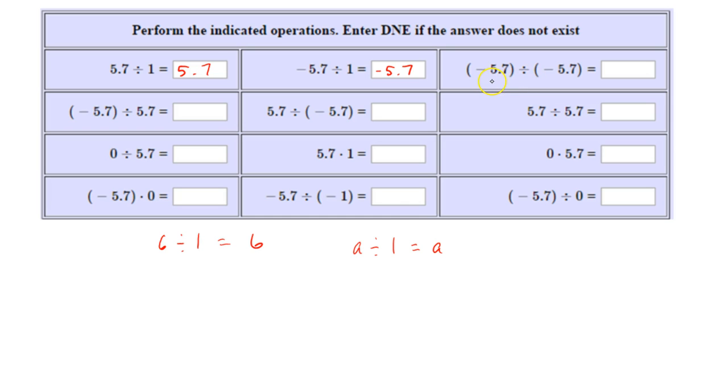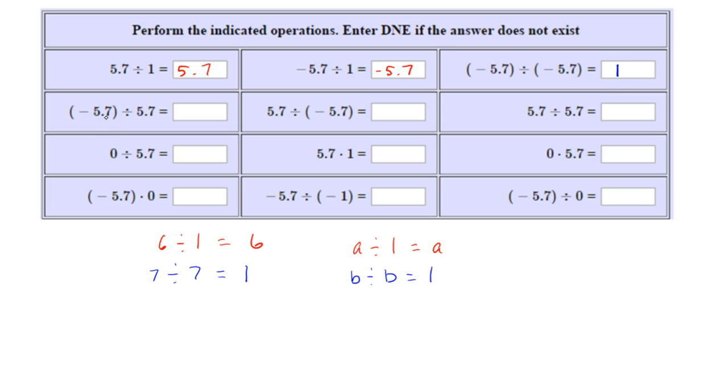This one is negative 5.7 divided by negative 5.7. So let's look at an example with whole numbers again to make this a little bit easier. What if you divided 7 by 7? Well, that's asking how many groups of 7 are in 7. Well, there's 1. And in general, for any division problem, if you divide, I'm going to use the letter b, a number by itself, the result is 1. So this will be 1.